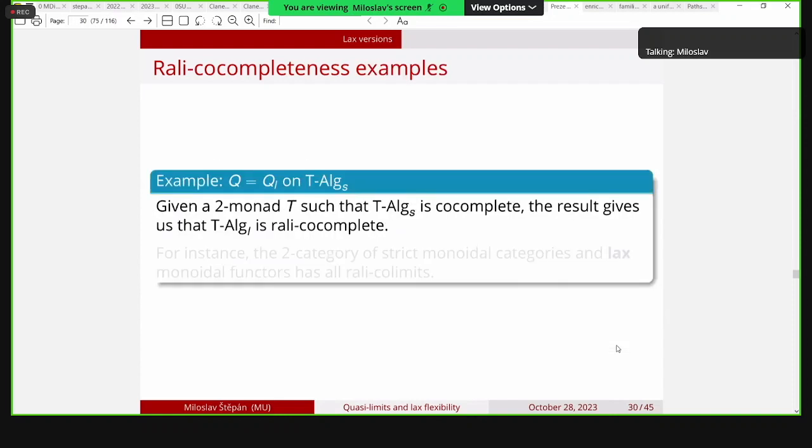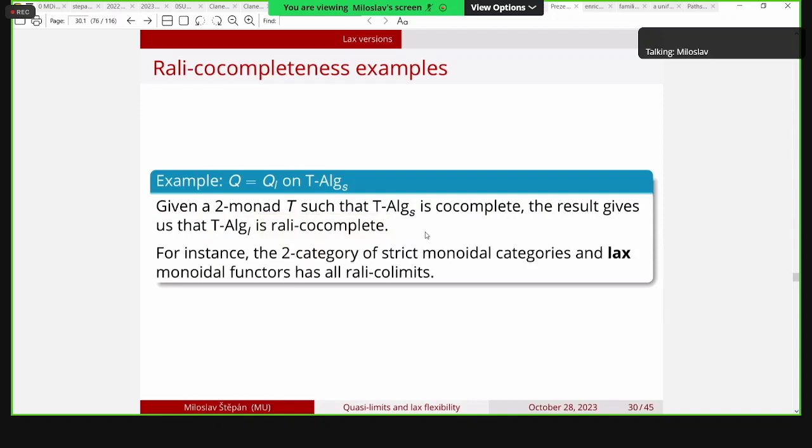So in particular, if I take my 2-comonad to be the lax morphism classifier comonad, this gives me that the 2-category of strict algebras and lax morphisms is lax cocomplete. You know, about this 2-category of strict algebras and lax morphisms, there are papers about limits in this 2-category, but I guess not so much has been done about the colimits, and for a good reason, because there are not strong colimits, but I guess there are these weak ones. So a concrete example is the strict monoidal categories and lax monoidal functors.